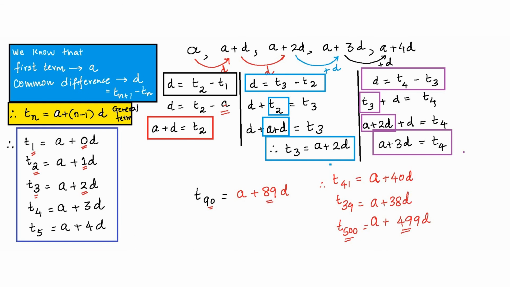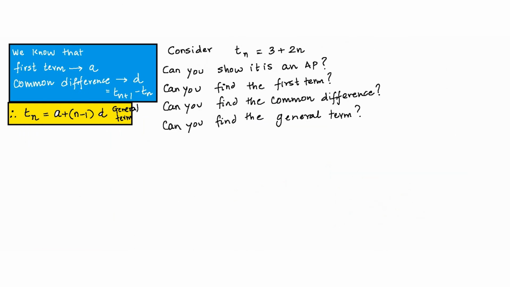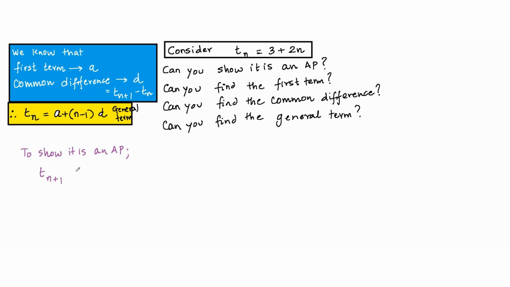Okay, let us now take some examples. So let's consider that Tn is 3 plus 2n. The first question is, can you show that it is an AP? So to show that it is an AP, I would like to show that the difference between the n plus 1th term and the nth term is a constant, right? This is what I have to show.